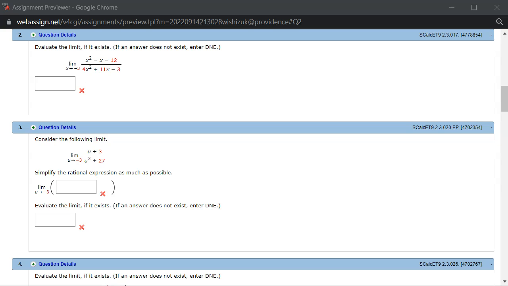All right, let's look at homework 2.3, problem number 2. So let's evaluate this limit. The first thing you should try is just to plug in the number to see where it goes. If you get a finite value, that's probably the right answer. If you get 0 over 0, then you have to do more work.